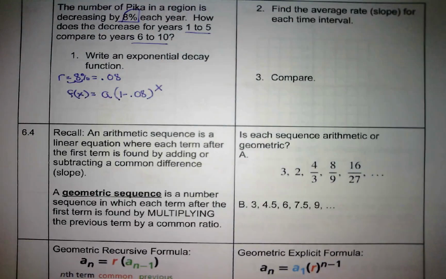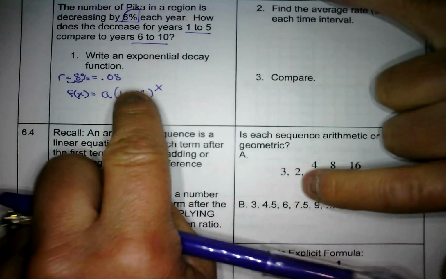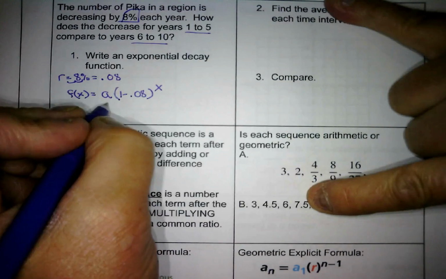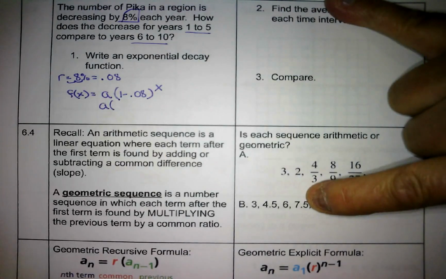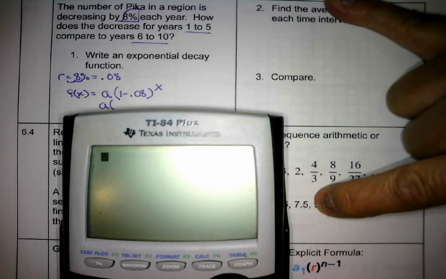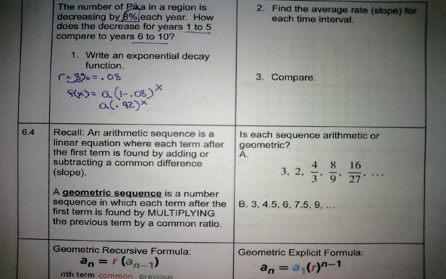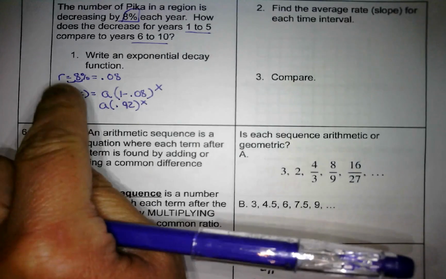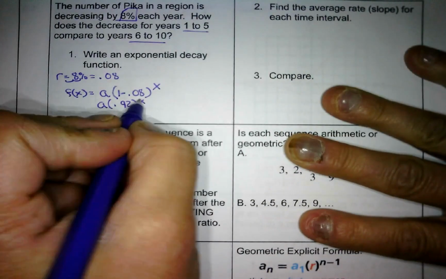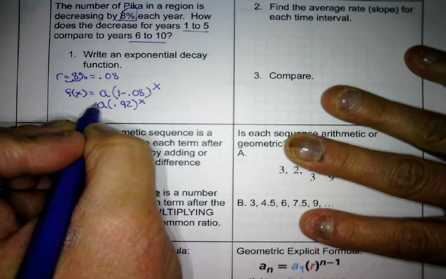Okay. So 1 minus 0.08 is going to be 0.92. I just want to double check. Yeah, 0.92, to the x. So that's all we can do, right? We can say that it's a times 0.92 to the x power.